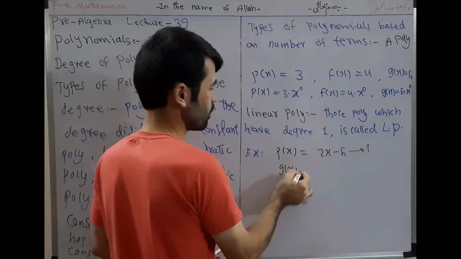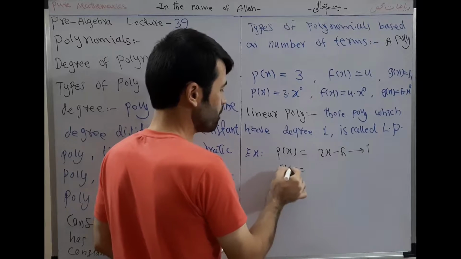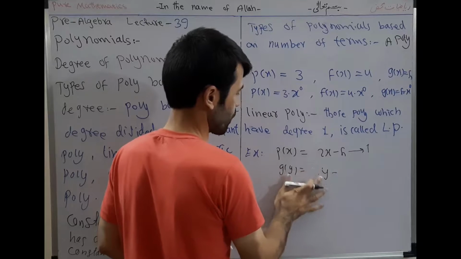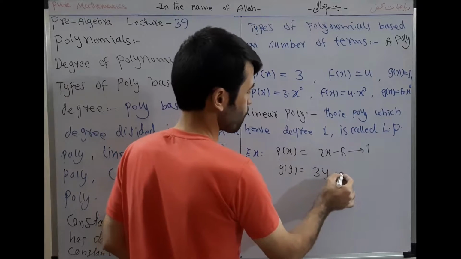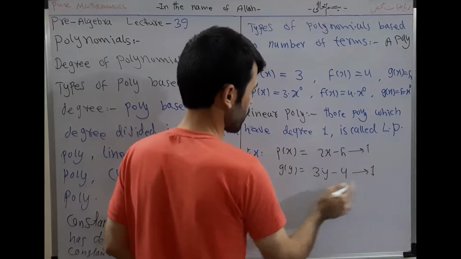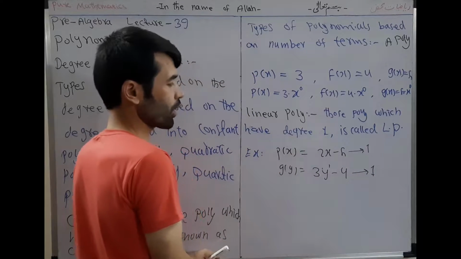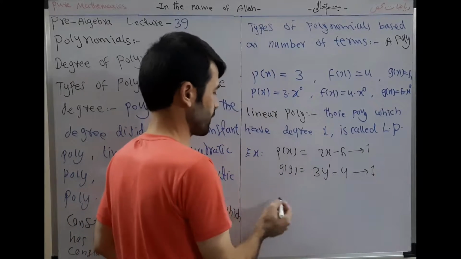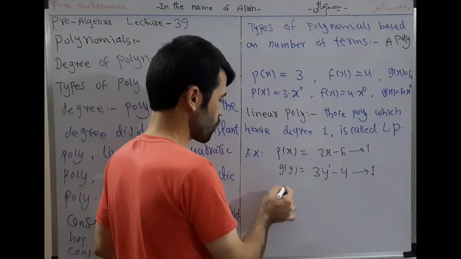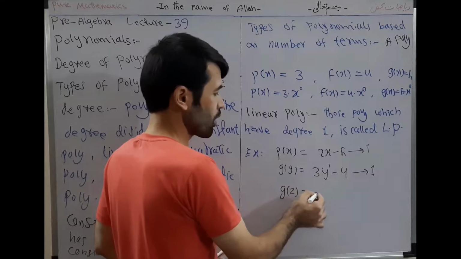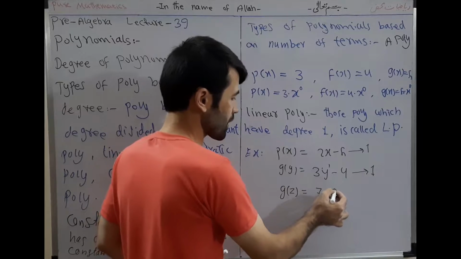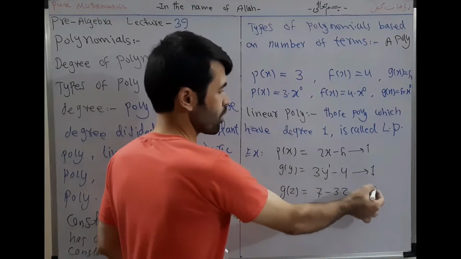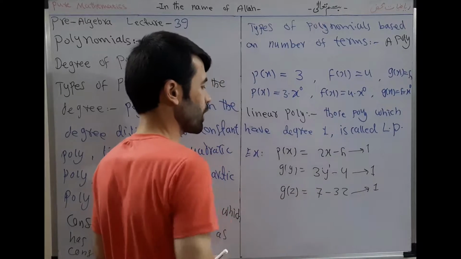g of y is equal to 3y minus 4. Here also the degree of this polynomial is 1 because the degree of y is 1. The highest power is 1. And g of z is equal to 7 minus 3z. It is also linear polynomial because the degree of z is 1.